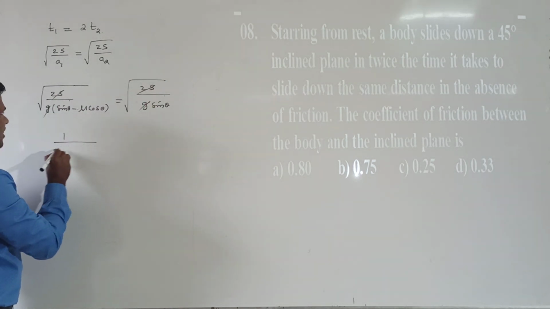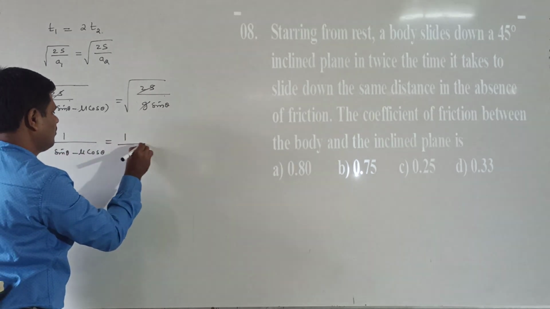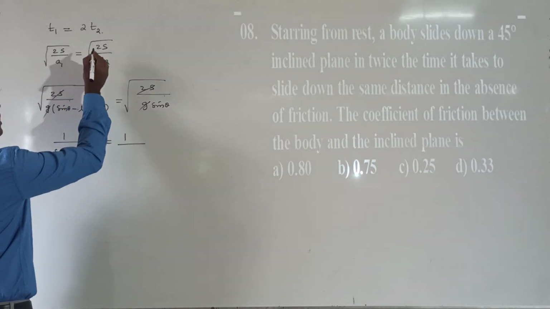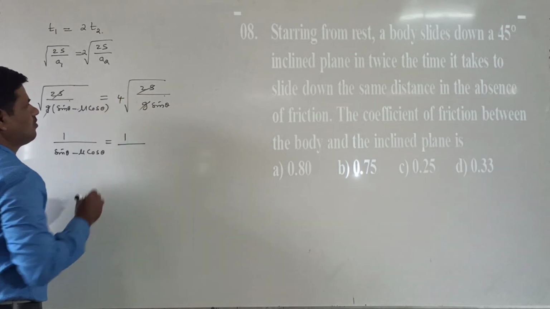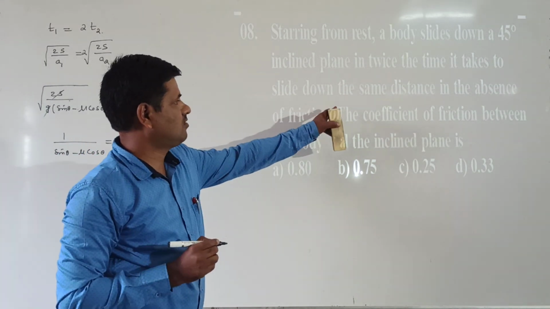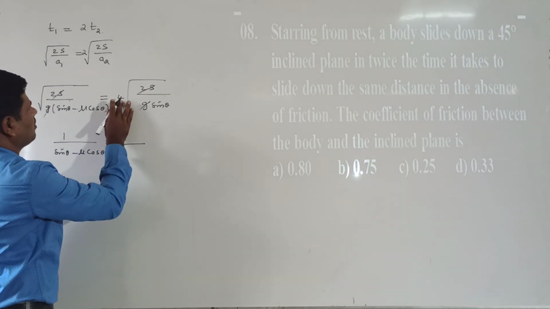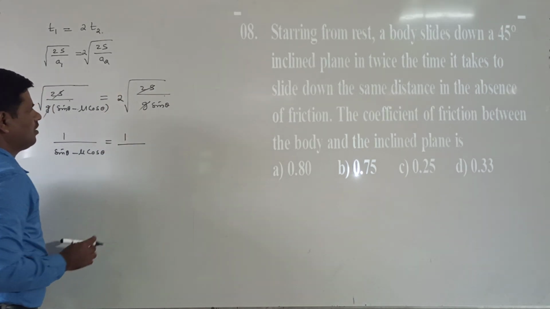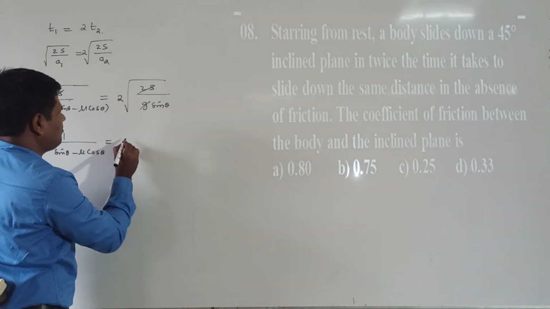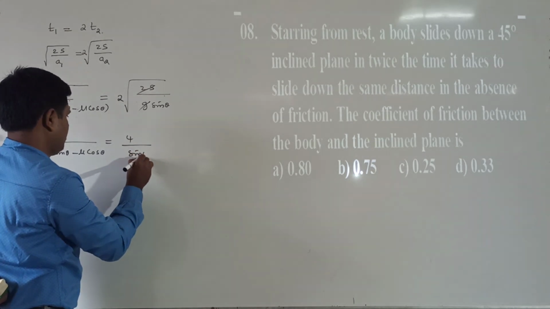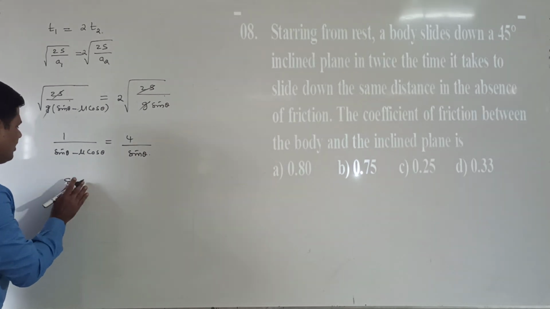Now squaring on both sides, sin theta minus mu cos theta is equal to 1 by, here half is given, here 2 times is given, so 2 square is equal to 4. That is, slides down the same distance in twice the time. So we are getting 4 by sin theta. 4 by sin theta.